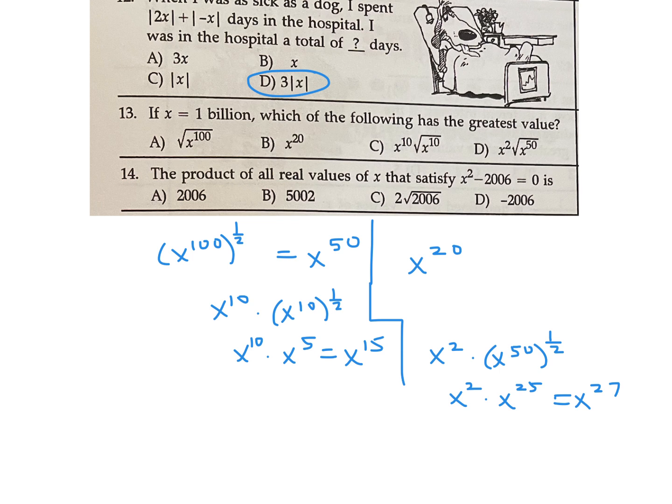Okay, so regardless of what x is, which one of these is going to be the largest value? Well, it's pretty obvious. You're comparing these four, and as long as x is a positive number, the x to the 50 will obviously be the largest, so the greatest value. So that 13 therefore would be A.